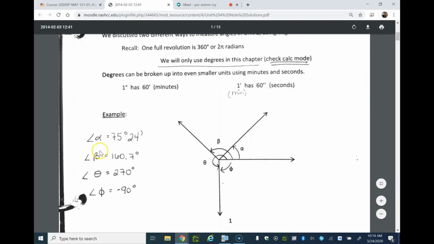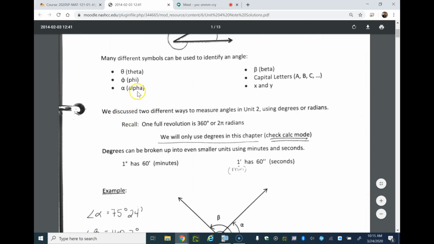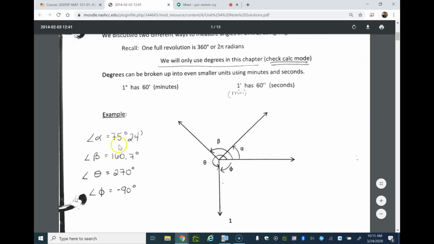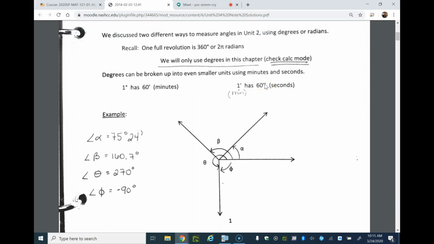So just to give you an example of some more angles, these again are the symbols. This right here represents the angle. So this angle of alpha is 75 degrees and 24 minutes. We have one mark here for minutes, and two marks here will represent seconds. Not semicolons, but you know what I'm talking about; those will be seconds.